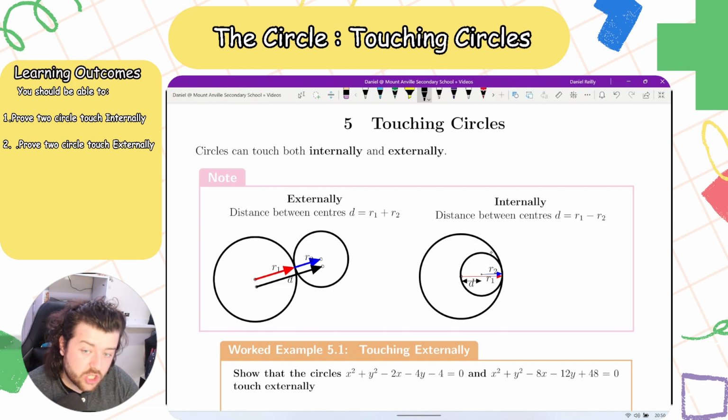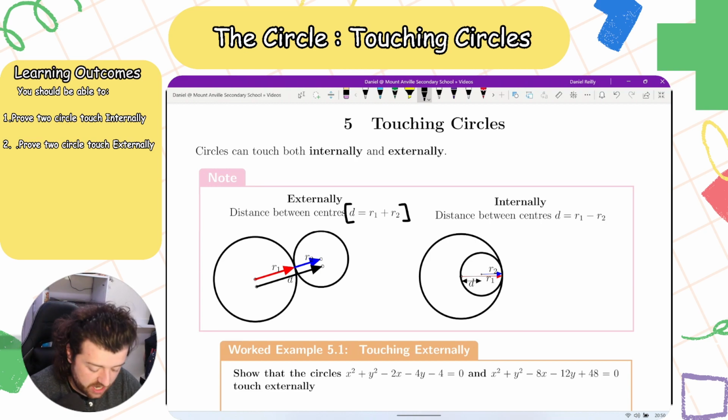When we say circles touch externally, it looks like this. If circles touch internally, it looks like this, so it's kind of inside the circle here. There are two very easy ways to prove if circles touch internally or externally. First, externally: the distance between the two centers equals the sum of the two radii. If the two radii add together to get the distance between the two centers, then they touch externally. If the distance between the two center points equals the radii minus each other, then they touch internally.